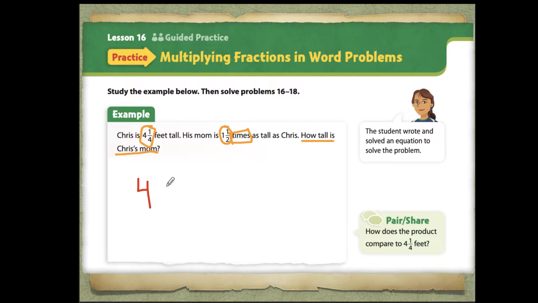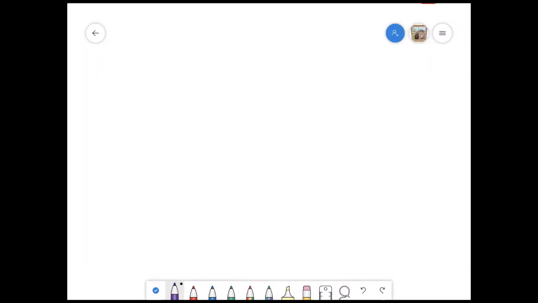Chris is 4 1/4 feet tall, and his mom is 1 1/2 times as tall. In order to multiply these two mixed numbers, I have to turn them into improper fractions. Let me show you. All right, boys and girls, so we have 4 1/4 times 1 1/2. I'm going to go ahead and turn both mixed numbers into an improper fraction in order to multiply.